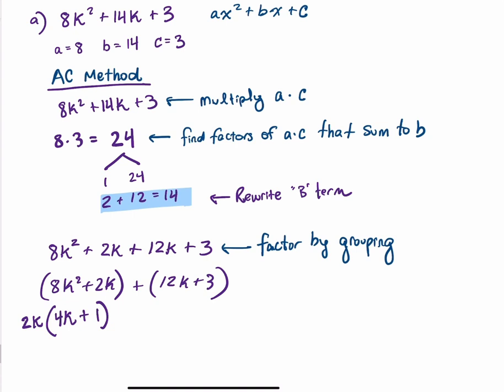And then in the second set of parentheses, it looks like they're both divisible by 3. So I can bring the 3 out. 12 divided by 3 is 4, so I'll get 4k, and I took the 3, so 4k plus 1. Now I have that common factor, the 4k plus 1. So as we've seen before, we can bring that out in front. And the second factor will have 2k plus 3.